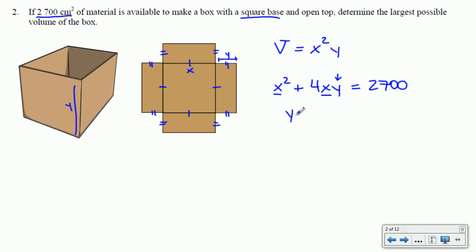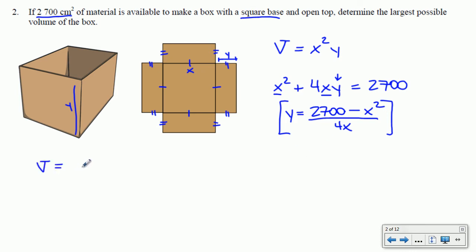So isolating this equation for y looks like this. I would subtract x squared from both sides. That would get rid of that term, and then I would divide both sides by 4x, giving me this. So this is what I'm going to sub in for y here. And then I have an expression for volume entirely in terms of x.